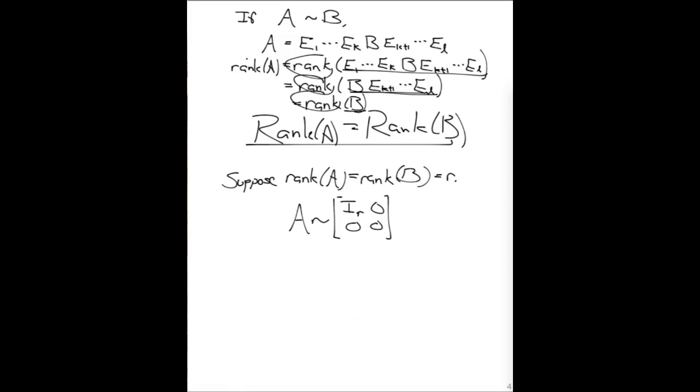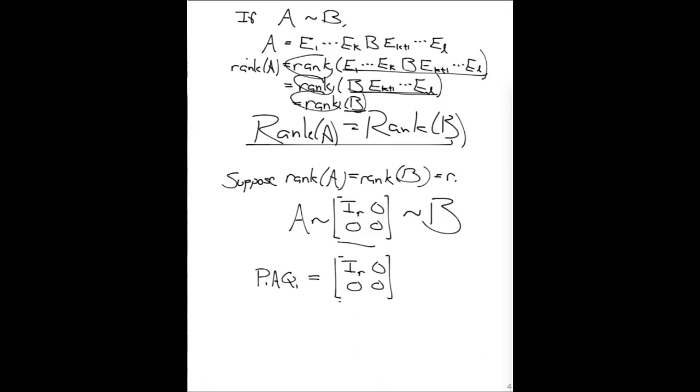And of course, if the rank of B is R, the same is true for B. A and B both have the same rank, so they're both equivalent to this matrix. Well, on the left-hand side, if A is equivalent to this matrix, this means there are invertible matrices P1 and Q1, such that P1AQ1 is equal to this block matrix. These P1s and Q1s are just the products of elementary matrices over here and over here.